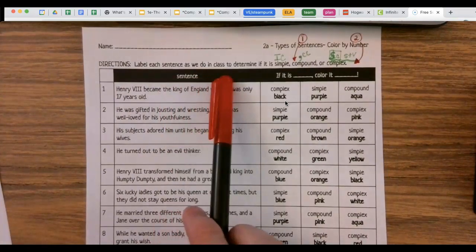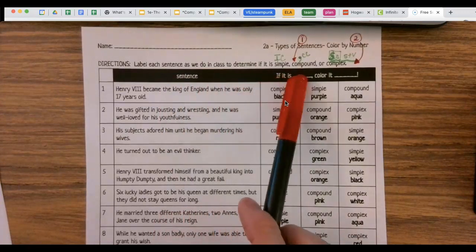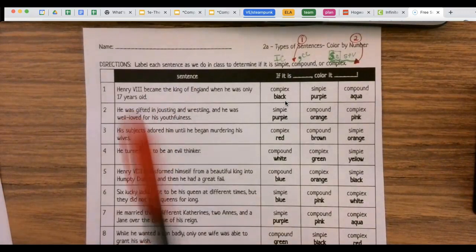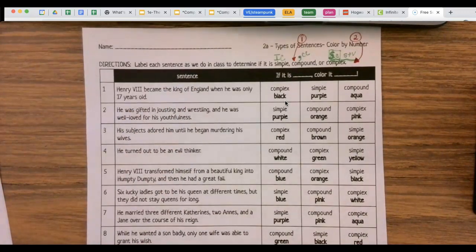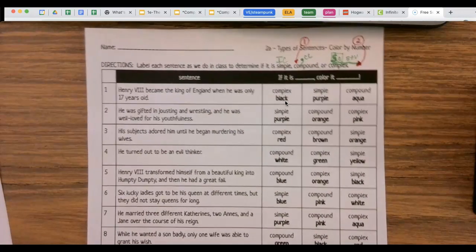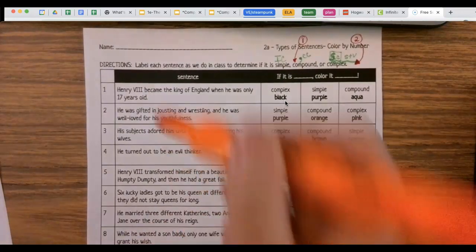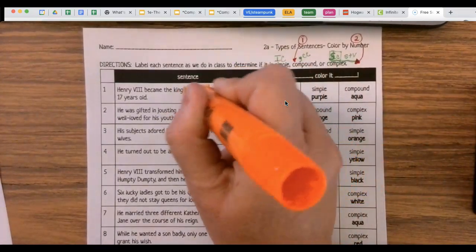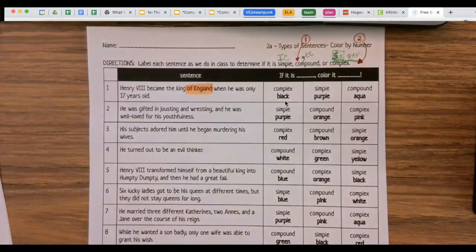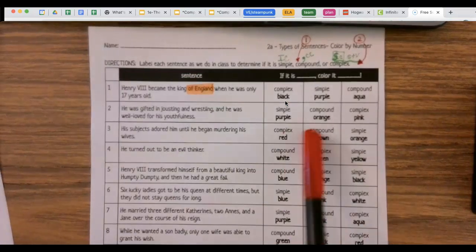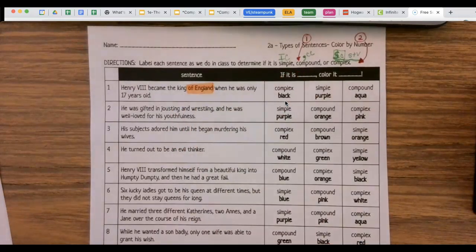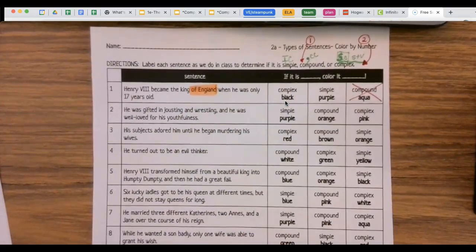So it says label each sentence as we do in class to determine if it's simple, compound, or complex. Henry VIII became the King of England when he was only 17 years old. So the first thing I would do is go look for any prepositional phrases, infinitives, or appositives. And I see of England, so I'm going to highlight that. It's a prepositional phrase. And now I can ignore it. Now I'm going to look to see, is the sentence compound? Do I see a comma and a coordinating conjunction in here? And I do not. So I know it's not compound. So I could even cross that out. I know it's not going to be compound.